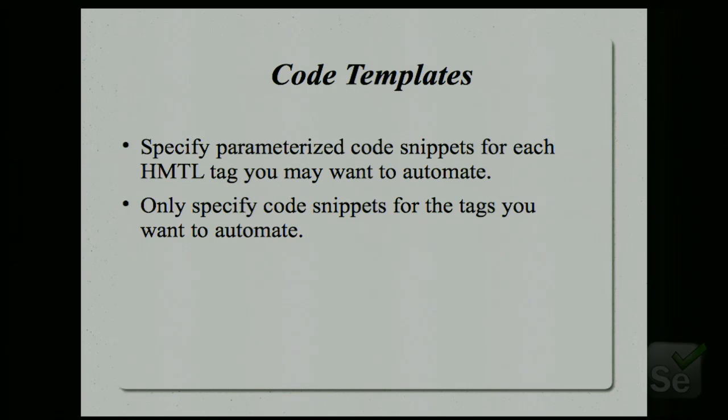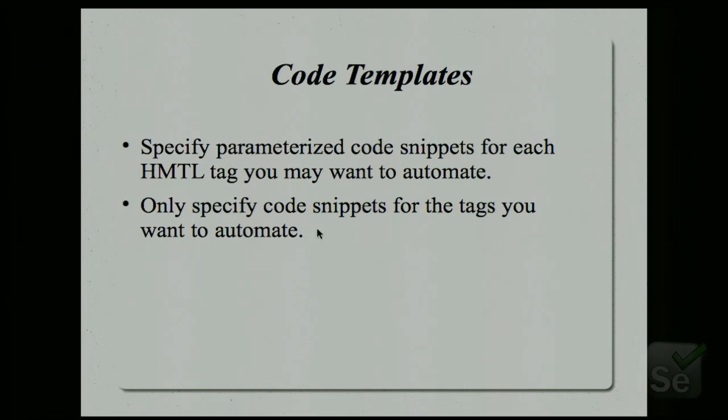Okay, so the code templates. What you do with these is you specify code snippets that are parameterized. They're parameterized on the member name, the method name, and also on the locators. Aside from that, you write this template in whatever language you choose.